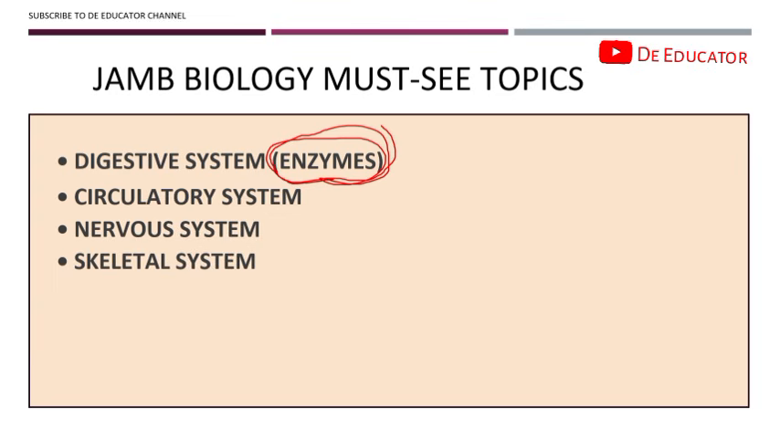Okay, then we have the skeletal system. The skeletal system is one of the simplest topics in biology because the skeletal system is more like a pattern. The same thing in the hand is the same thing in the leg. So once you know one pattern, you can know the other pattern. The only thing is just that the names are different, but it is the same pattern.